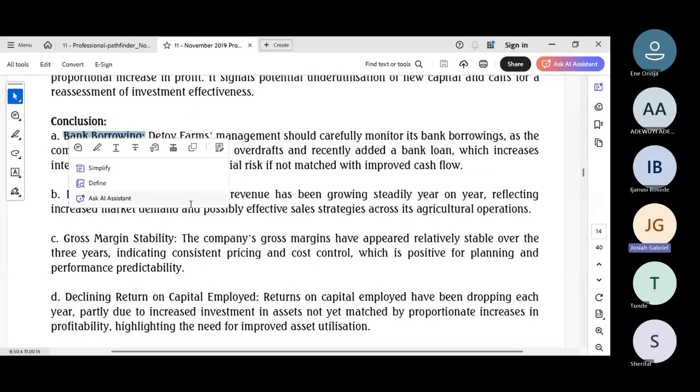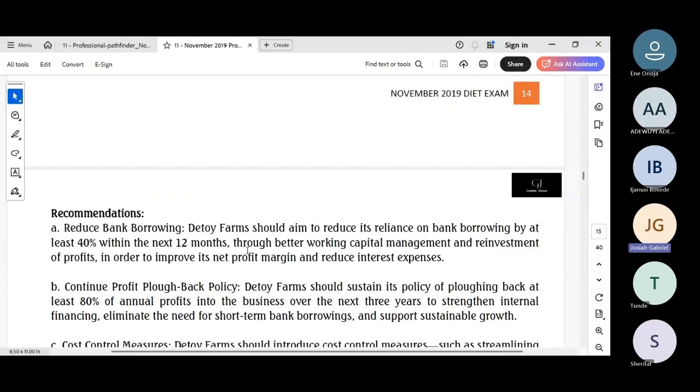How do you address bank borrowing? We said the funds should aim to reduce this by at least 40%. We are specific: within 12 months, so we are timely, based on the SMART acronym we use. And we now give specifically how to do it, through better working capital management and reinvestment of profit in order to improve. So you've not just made a recommendation, you've told them how, through working capital management and reinvestment of profit.